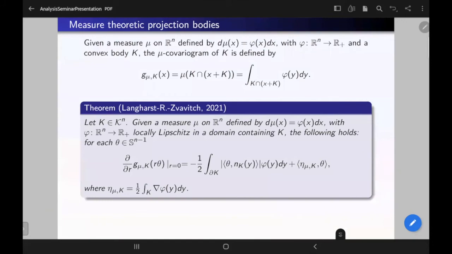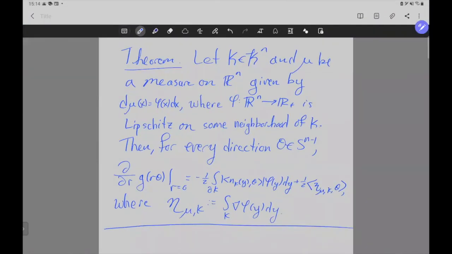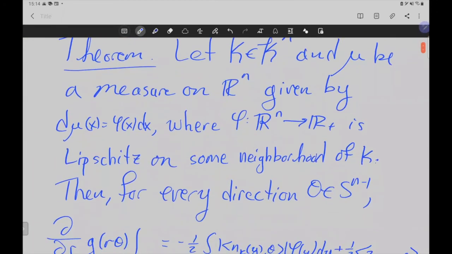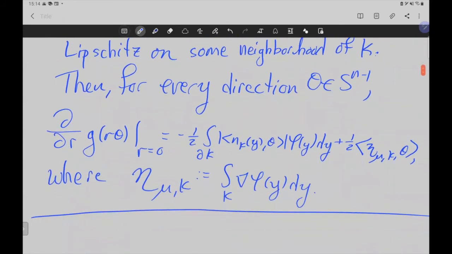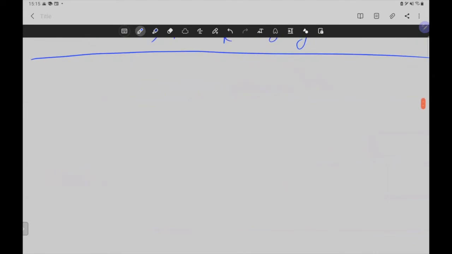So let's go to the proof. What we hope to prove is the following: for any convex body K and a measure mu on R^n which has a Lipschitz density in some neighborhood of K, then for every direction, the partial derivative of the mu covariogram, maybe I should write it down correctly, is in fact equal to this representation that we said before. So I'll just try my best to give a sketch of the proof.